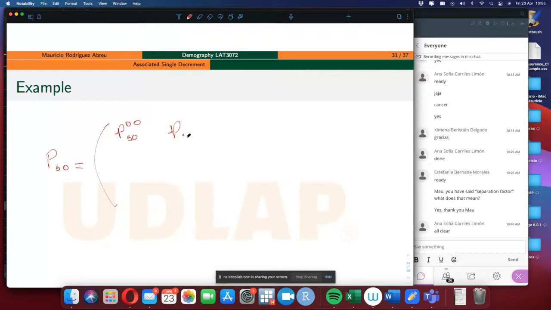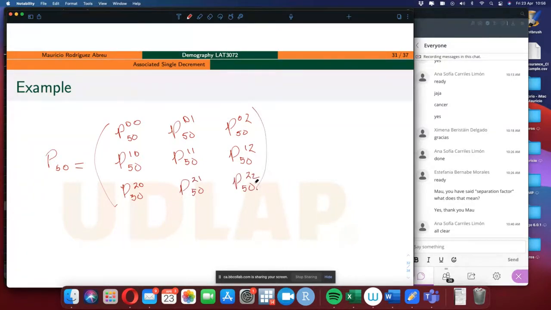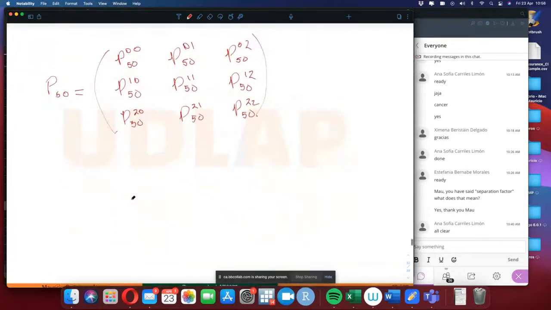0, 0, 0, 1, 0, 2, 1, 0, 1, 1, 1, 2, 2, 0, 2, 1, and 2, 2. Okay? So we can have our matrix.